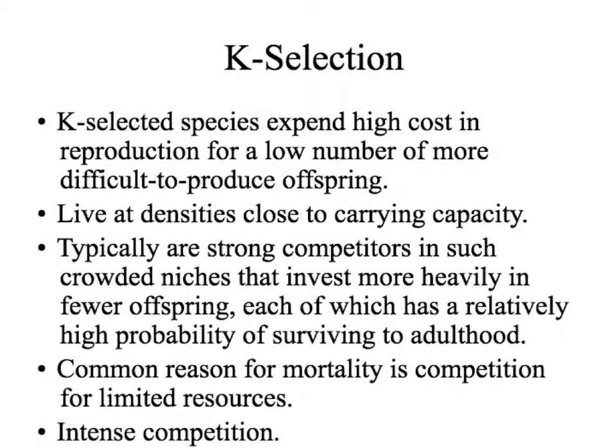So the K-selected species expend high cost in reproduction for a low number of more difficult to produce offspring. It lives at densities close to carrying capacity. It typically consists of strong competitors in such crowded niches that invest more heavily in fewer offspring, each of which has a relatively high probability of surviving to adulthood. And its common reason for mortality is competition for limited resources.